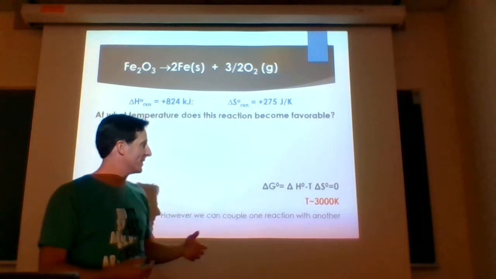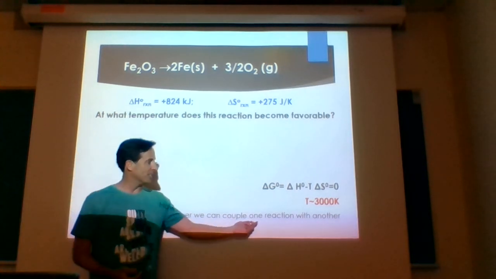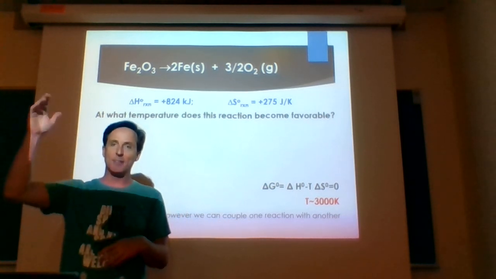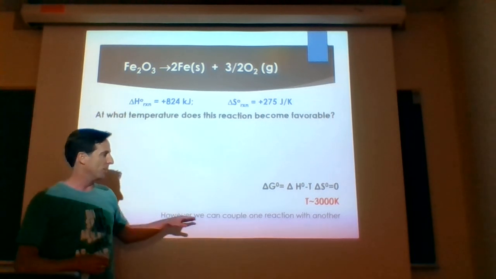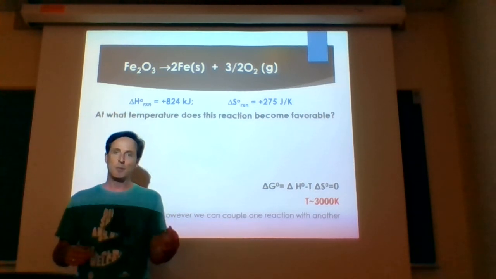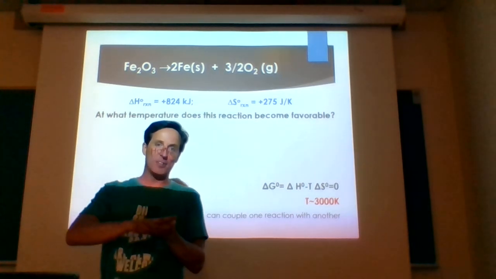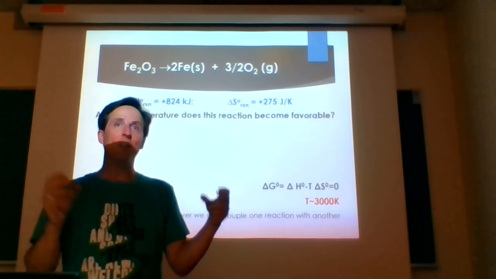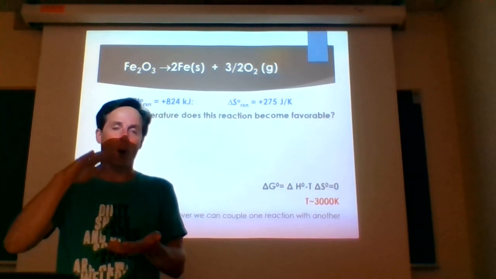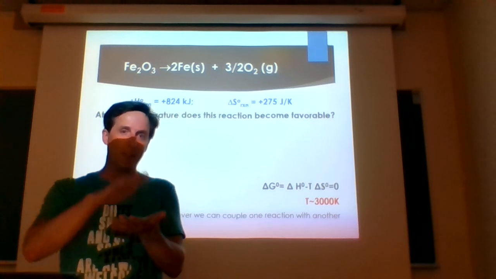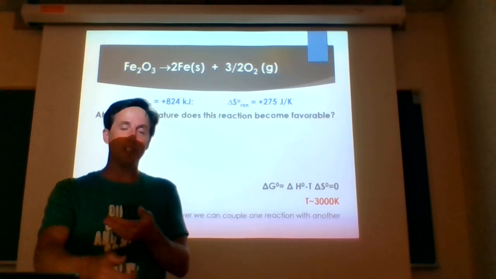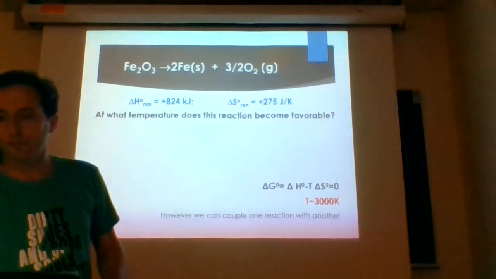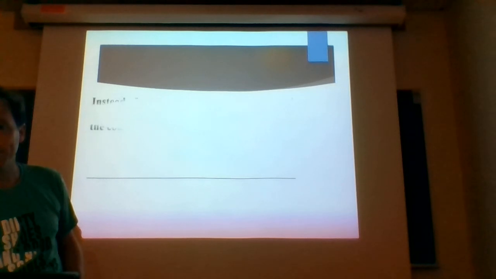So what we do instead is we couple reactions together. This reaction under normal conditions has a positive delta G. If we combine it with another reaction that has a negative delta G, Hess's law says if we add the two reactions together and run them simultaneously in the same container, then their delta G's should also combine. And if we combine their delta G's and get an overall negative delta G, then we can get both processes to work. So that's what's on the next slide.